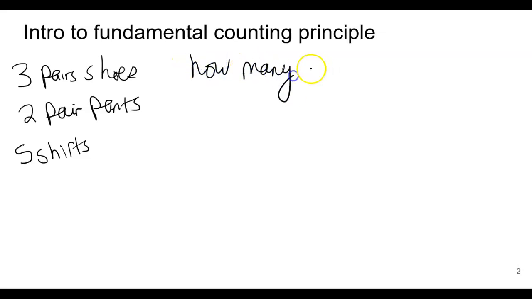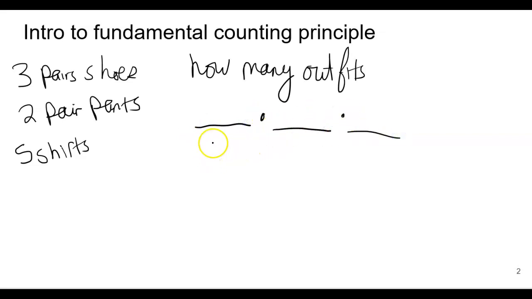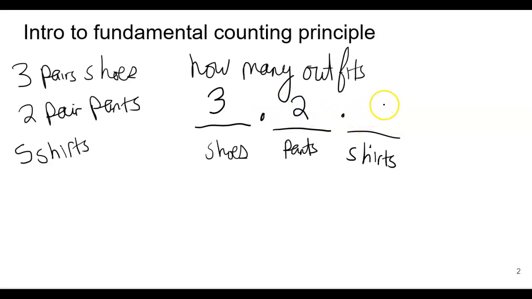So I think of this as 3 events. There's the shoes, pants, shirts. So how many different potential outcomes for shoes do I have is 3. How many different potential outcomes for pants do I have is 2. How many different potential outcomes for shirts do I have is 5. So that means 30 outfits. So this is the first idea that we're going to look at.